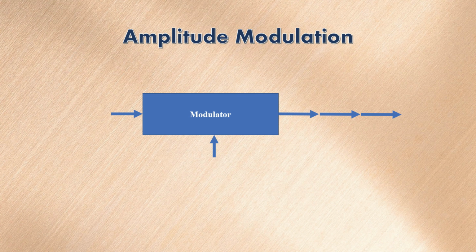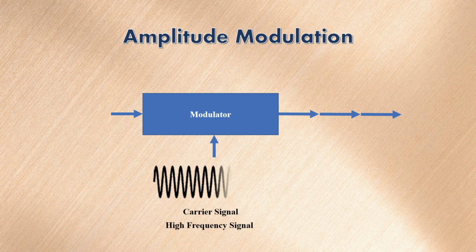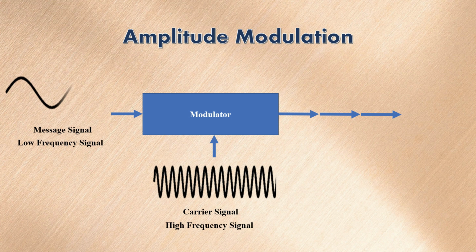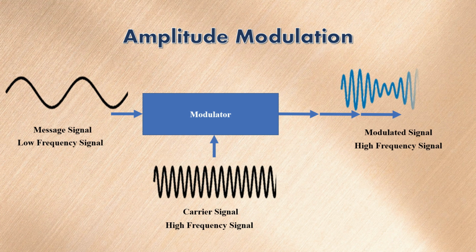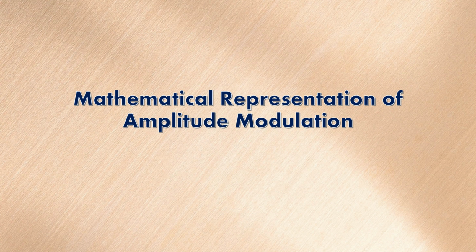Now, let us recall what is amplitude modulation. Amplitude modulation is the process of changing the amplitude of the high frequency carrier signal in accordance to the amplitude of the low frequency message signal, so that the modulated signal has the frequency of the carrier signal and its amplitude varies in accordance with the amplitude of the message signal.